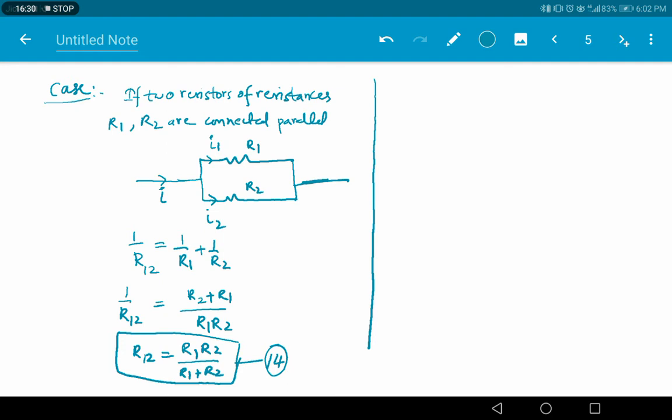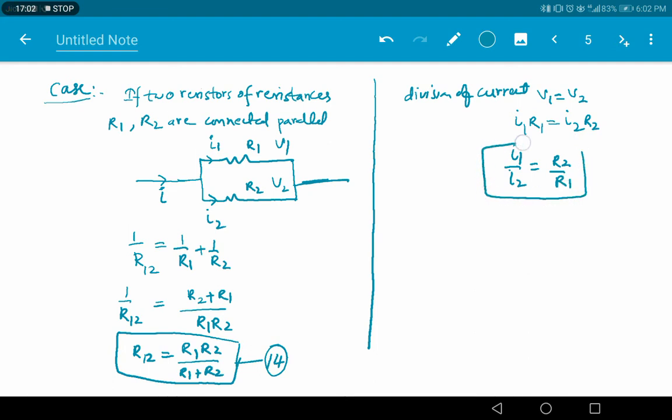Okay, continuation: division of current. So how is the current dividing? In parallel, we know that V1 is compulsorily equal to V2. So we can write V = IR. That's why we write I1 R1 = I2 R2. So I1 by I2 = R2 by R1. That means the current in a parallel combination is divided in a reciprocal, inverse manner.